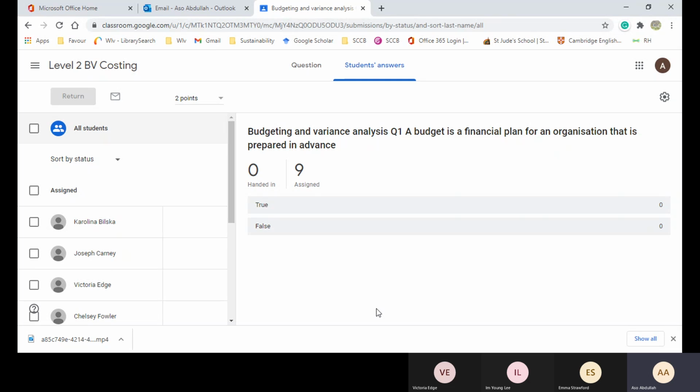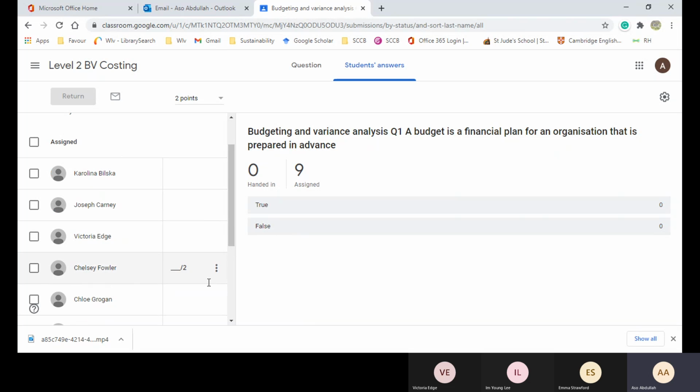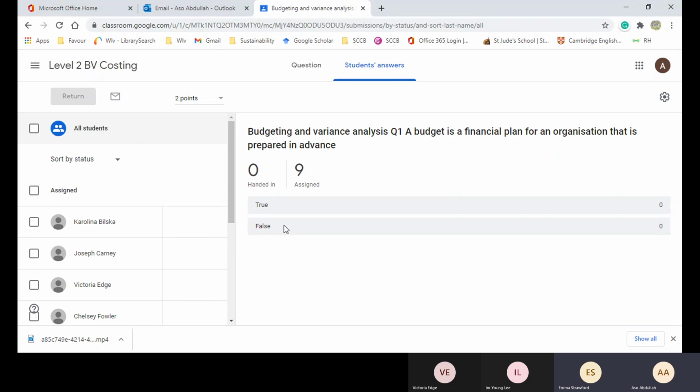It says a budget is a financial plan for an organization that is prepared in advance. So you are preparing a budget in advance. Do you want us to say it, or do you want us to submit it? Yeah, just hand it in, so it makes more sense. Then I will mark it.